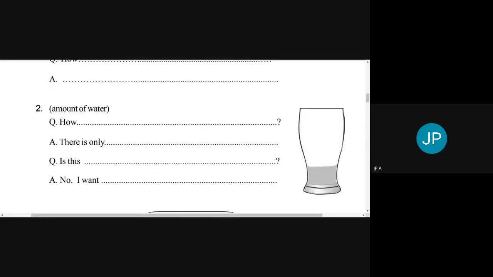Is this dash? Very good, Sri Lakshmi. It is enough. Is this enough? Yes, Sri. Is this enough? Or you can even expand the sentence a bit longer. Is this enough for you? And put a question mark.